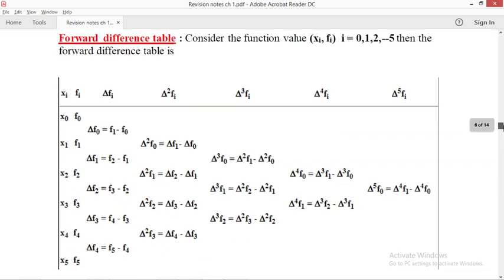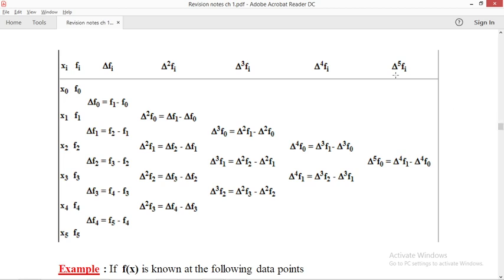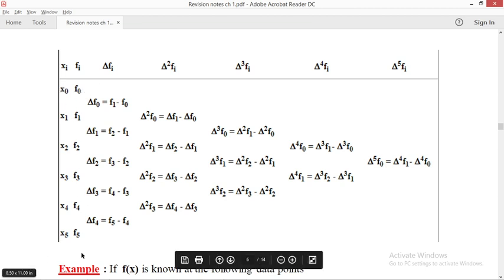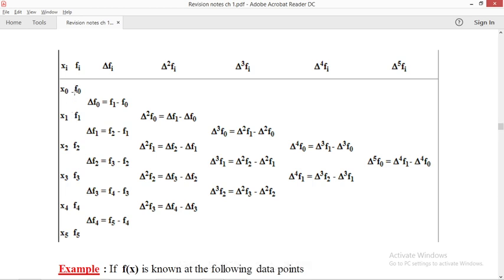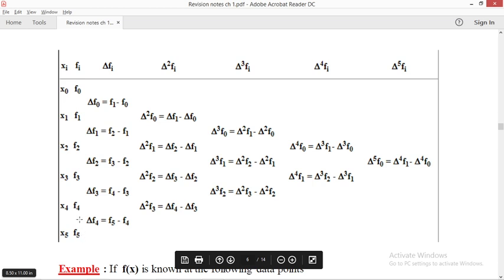Now please have a look at the forward table. Here we have taken it up to 5 values. So from the question, we will be having different values of xi and fi as x0 to x5 and f0 to f5. The first difference is between f1 and f0, the second will be f2 and f1, third will be f3 and f2, the fourth f4, f3, the fifth one will be f5 to f4.